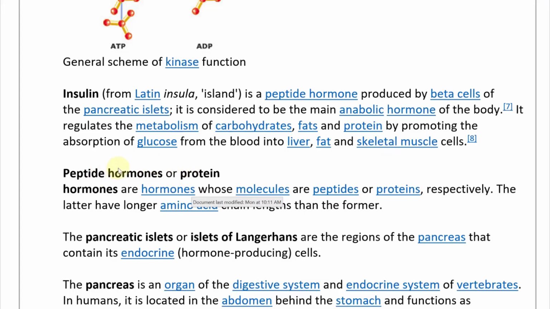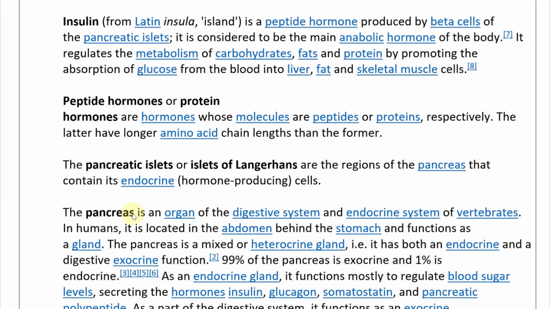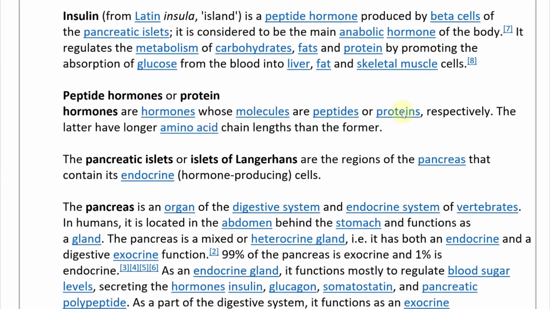And a peptide hormone right here, or protein hormone, are hormones whose molecules are peptides or proteins, respectively. The latter, the proteins, have longer amino acid chain lengths than the former. So peptides are pretty much just short amino acid chains. Proteins are long amino acid chains.